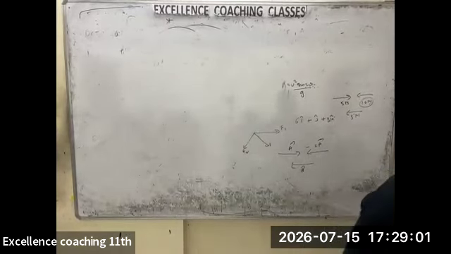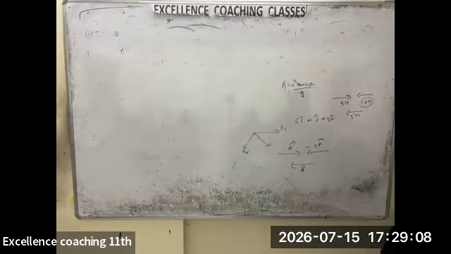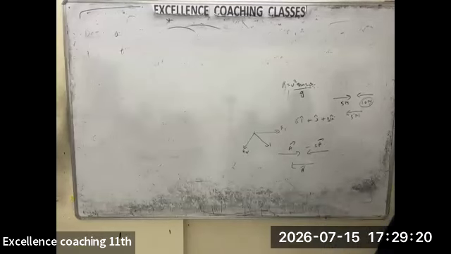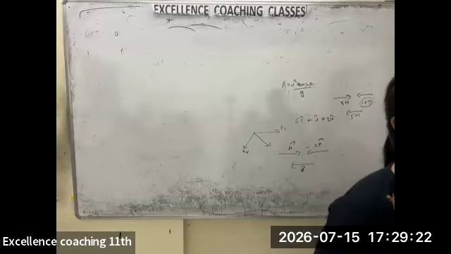Next, 11th one. Vector A makes an angle theta with respect to the x-axis as shown in the figure. So you can see the figure over there. The first question: what are the components of A along the x and y axis? Ax is equal to A cos theta, Ay will be A sin theta.